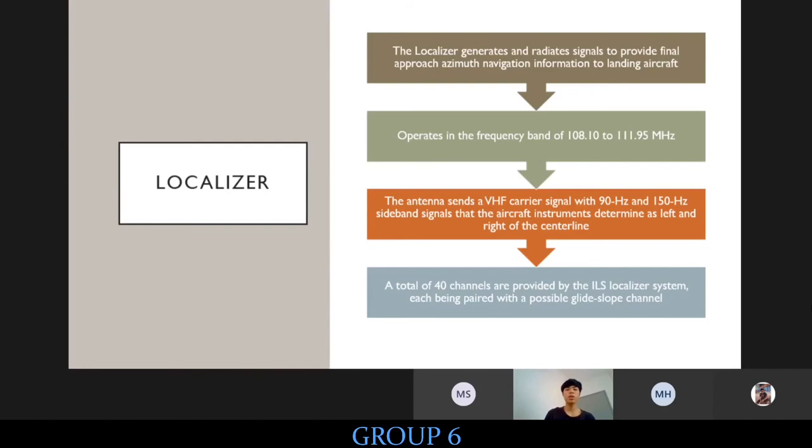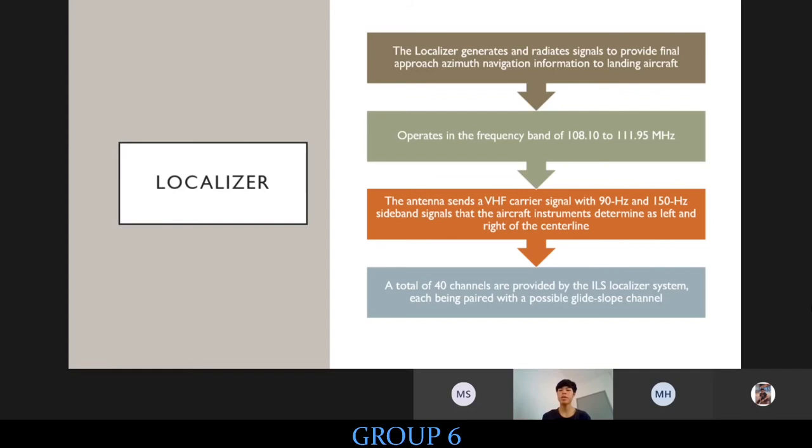Okay, localizer. The localizer generates and radiates signals to provide final approach azimuth navigation information to landing aircraft. Localizer operates in the frequency band of 108.10 to 111.95 MHz. The antenna sends a very high frequency carrier signal with 90 Hz and 150 Hz sideband signals that the aircraft instrument determines as left and right of the center line. A total of 40 channels are provided by the ILS localizer system, each being paired with a possible glide slope channel. So the antenna sends the signals shown in the line, 90 Hz and 150 Hz.